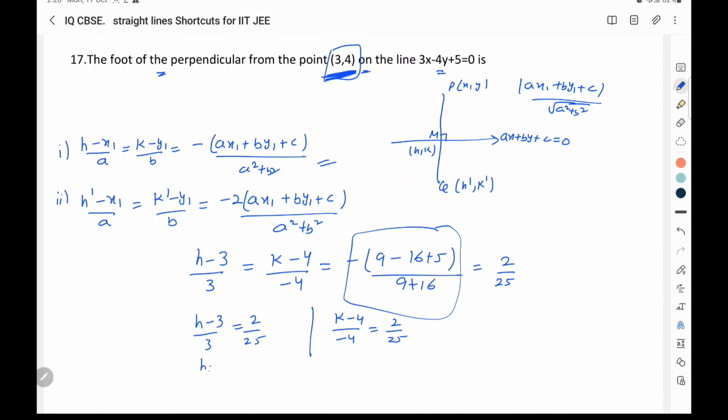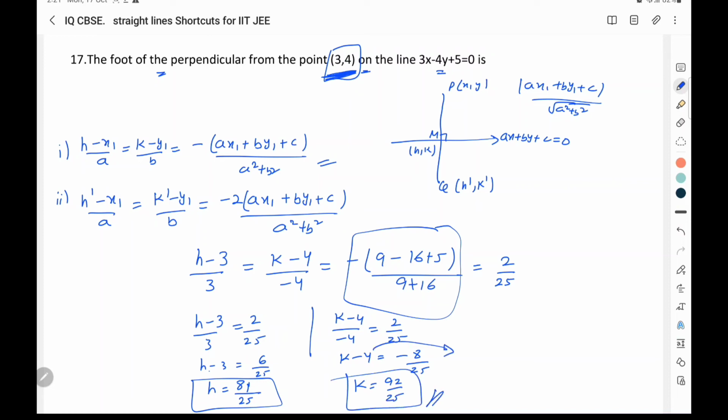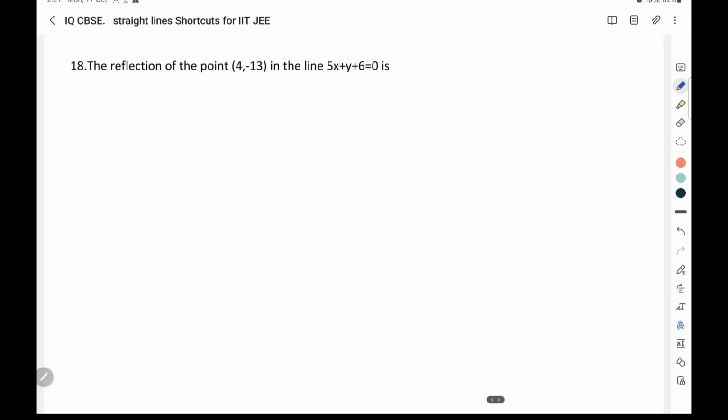So h minus 3 is equal to 6 by 25. H is equal to, sending the 3 to the other side, 81 by 25. Similarly, k minus 4 is equal to minus 8 by 25, so k is equal to 92 by 25, sending this one to this side. Okay, good.